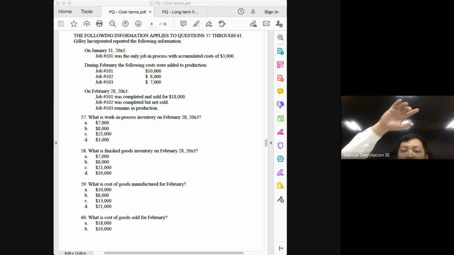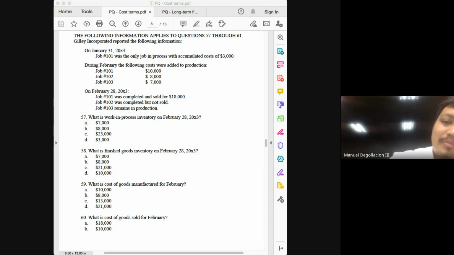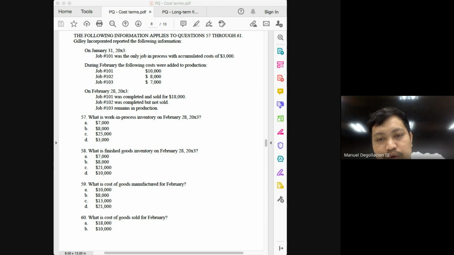What is finished goods inventory? Was job 101 finished? So should it form part of your finished goods inventory at the end of February 28? No, because what will remain in your finished goods, class? Only those that were not yet sold. So was job 101 completed? Yes, but, fortunately, it was already sold, so it will no longer form part of your finished goods. How about 102? Finished? Yes, but was it sold? No, so where will it go? Finished goods inventory. And how much was it? 8,000. How about 103? No, we've already determined that job 103 will go to your work in process.